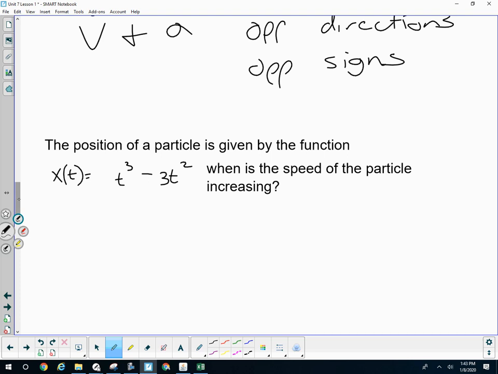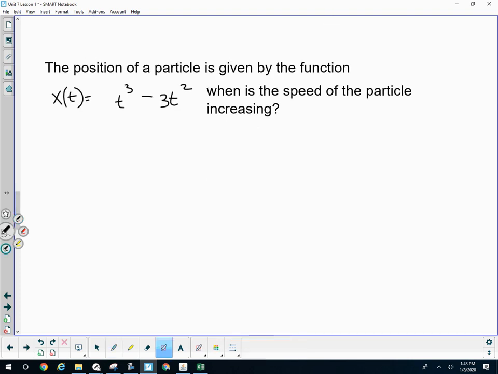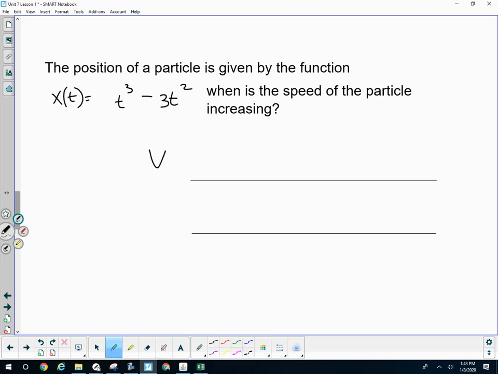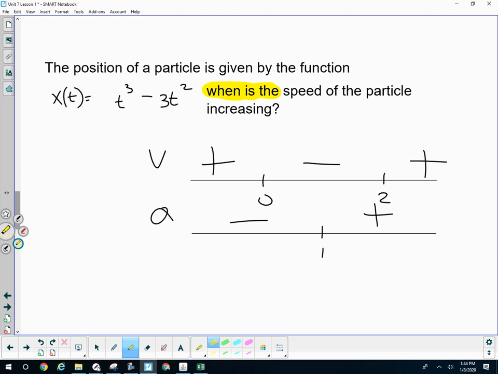Now, we've already done this, actually. This was one of our earlier position functions that I gave you. So I'm just going to do the analysis for you, assuming you know what you're doing. We had 0 and 2, and we had 1. We had positive, negatives, positives, and we had positives and negatives. Looking at this sign analysis, which you know how to do, answer, when is the speed increasing?